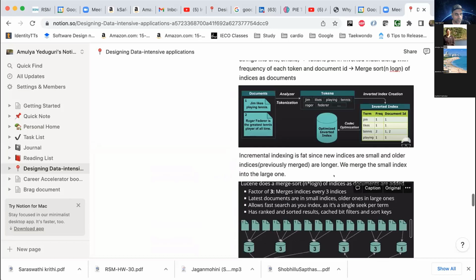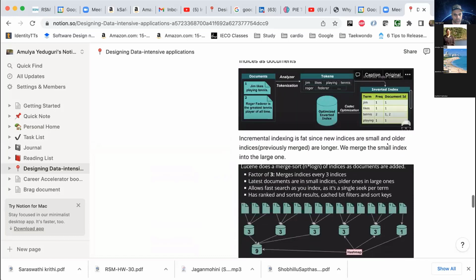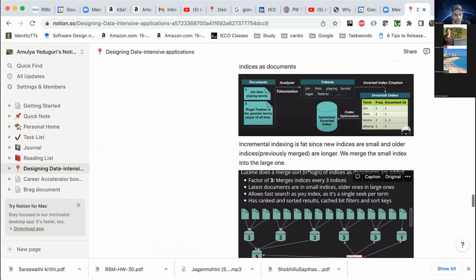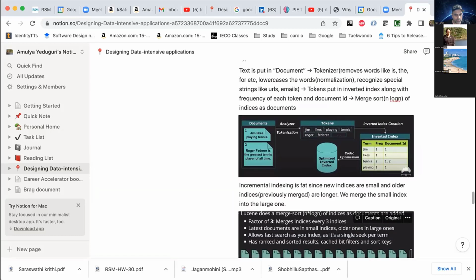So the way it is written is this: the tokens and the frequency and the document ID, this is the actual index, and then we merge. Incremental indexing is, since new indices are smaller and old indices are longer, we merge the small index into a large one.